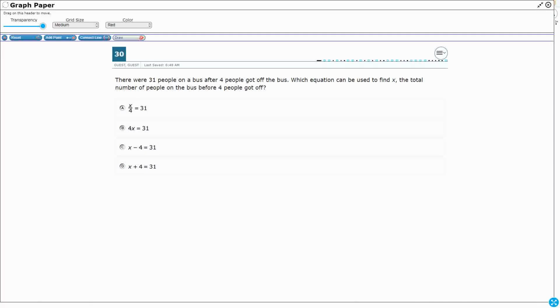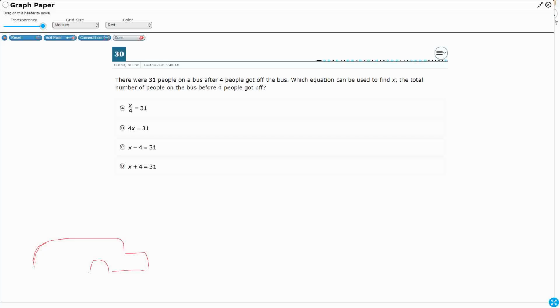All right, so what do we have happening here? We've got a bus, right? So I'm going to draw a bus. It looks kind of like this. And we've got people getting off, and we got people getting on. We got little windows. All right, so we can say that there were 31 people on the bus after 4 people got off. Okay, so there were 31 left. I'll say 31 left. And what I'm going to do is I'm just going to draw 4 people. They used to be on the bus. Now they're off the bus. All right, so there's 31 people inside the bus. There are 4 people that got off the bus.